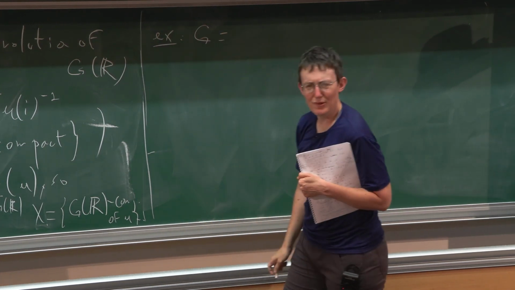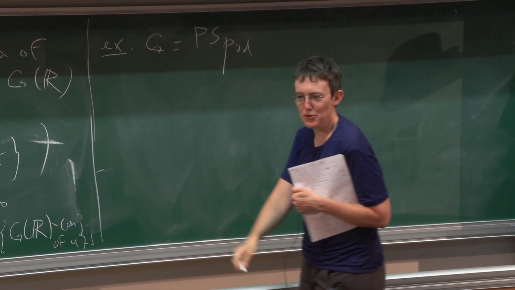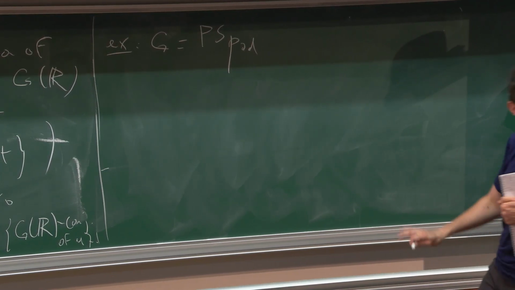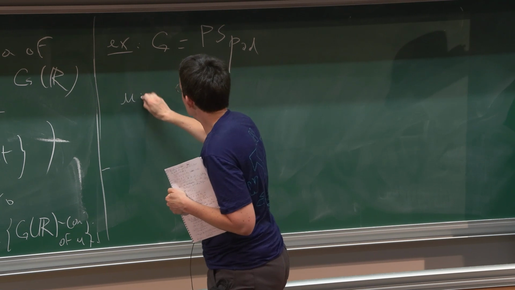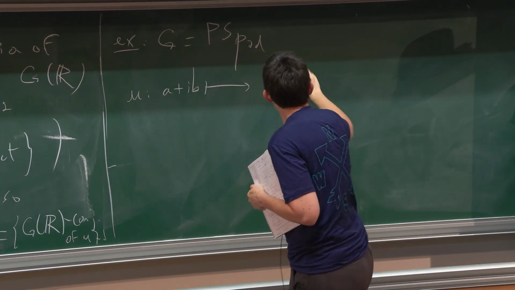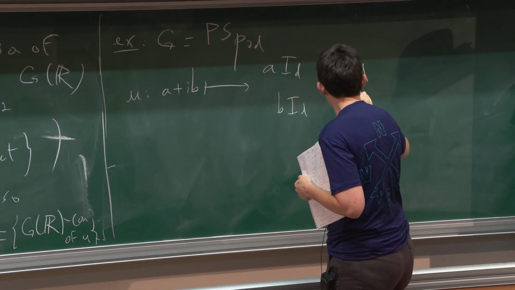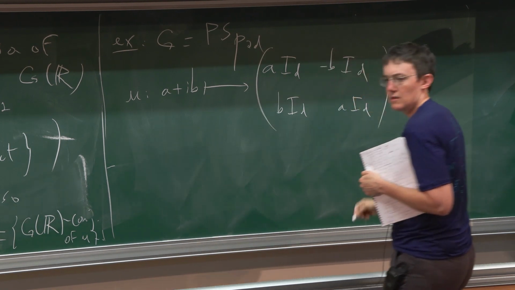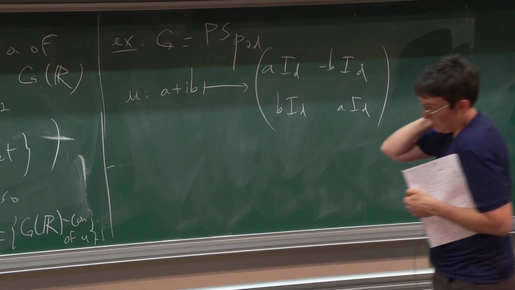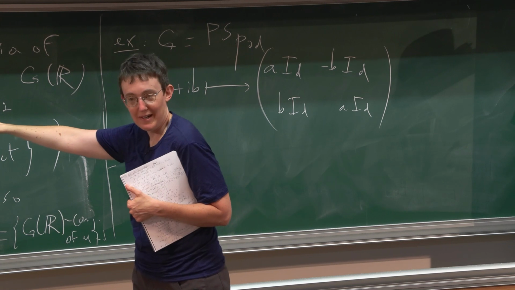So in our example, okay, so maybe Sp2d is not adjoint, so maybe take G equals PSp2d, doesn't change the symmetric space. Then what is U? You can take this one. Okay, and then this is a very strong condition on G of R.